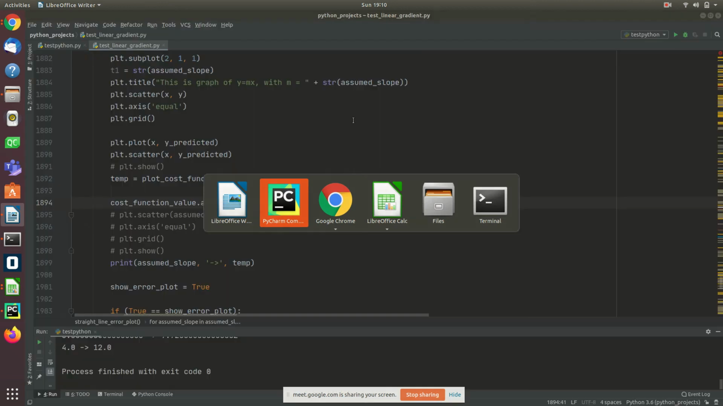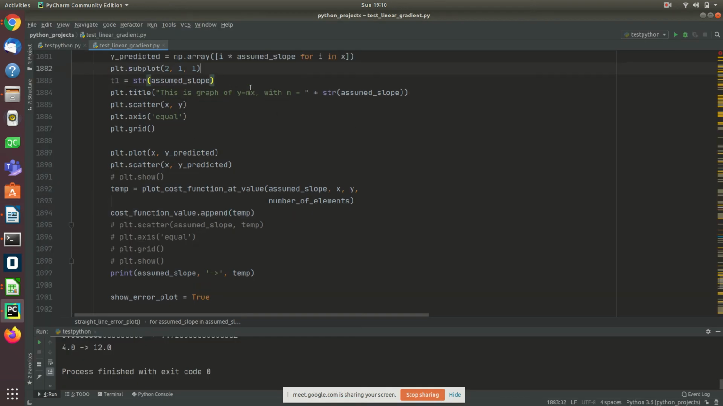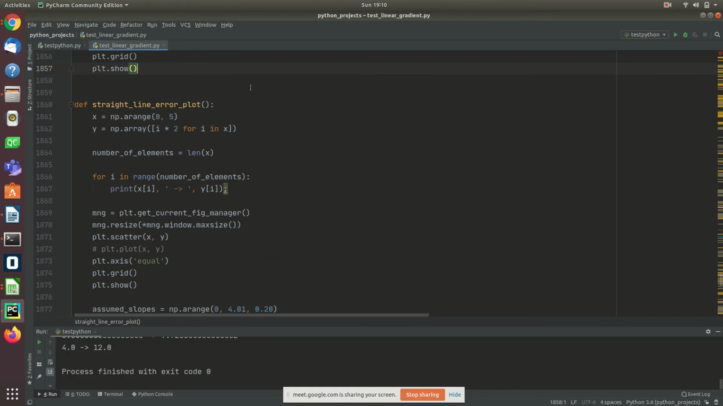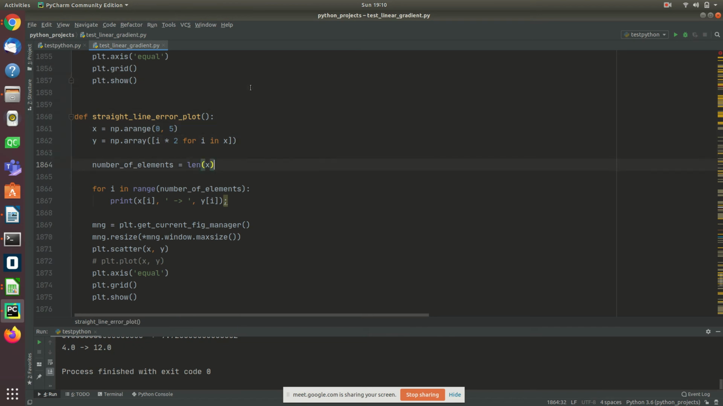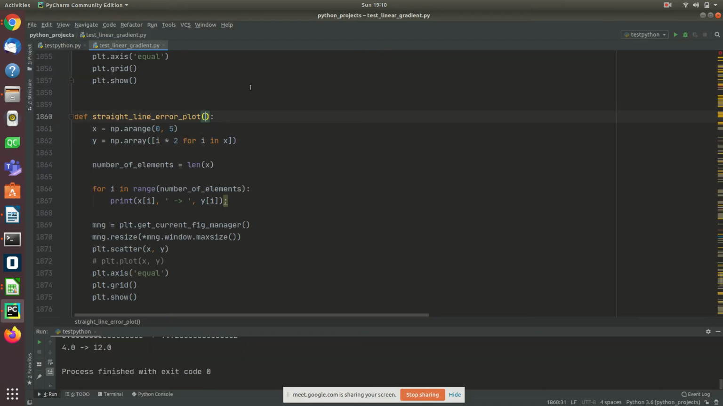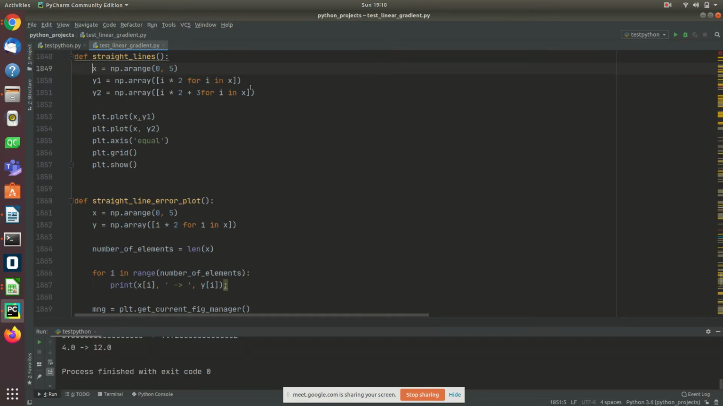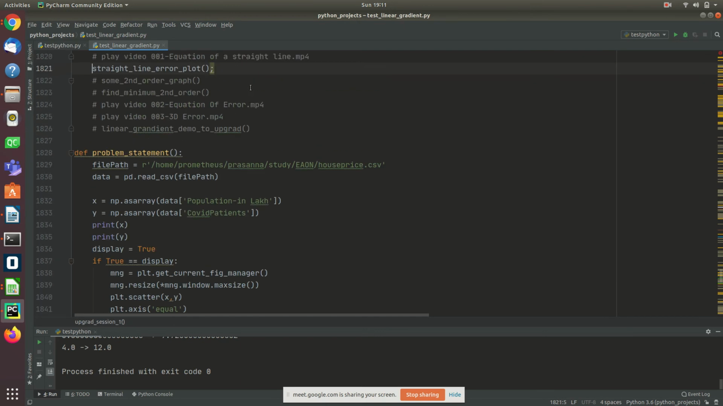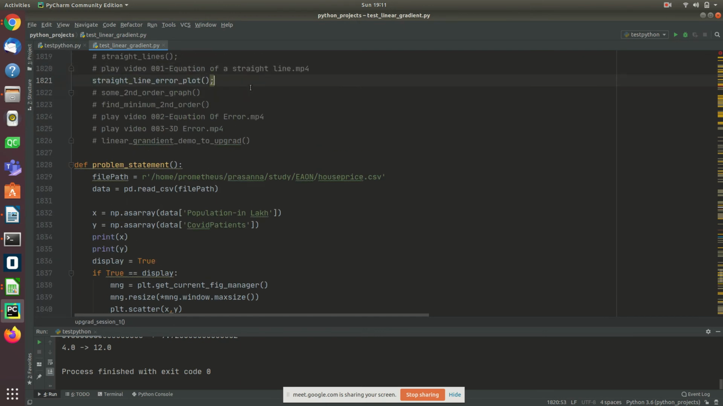2x. No, 2x. I'm sorry. Did I do this? Oh, I'm sorry. Okay. No, that is fine. I'm sorry, guys. The straight line error plot is done, and this is some second order graph. Sorry. Now we will try to see some other graph.